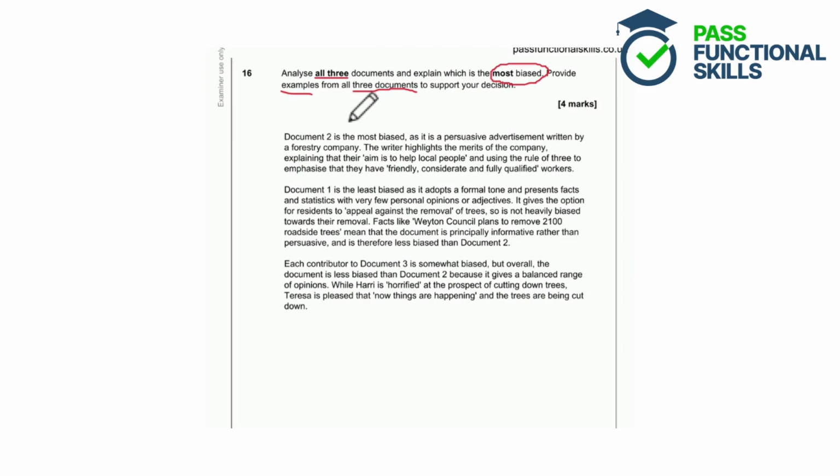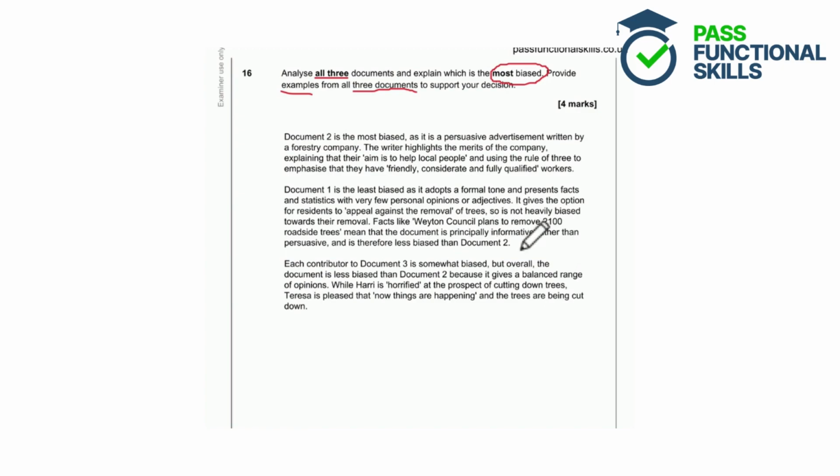Document 1 is the least biased as it adopts a formal tone and presents facts and statistics with very few personal opinions or adjectives. It gives the option for residents to appeal against the removal of trees, so is not heavily biased towards their removal. Facts such as Waiting Council plans to remove 2,100 roadside trees mean that the document is principally informative rather than persuasive and is therefore less biased than document 2.